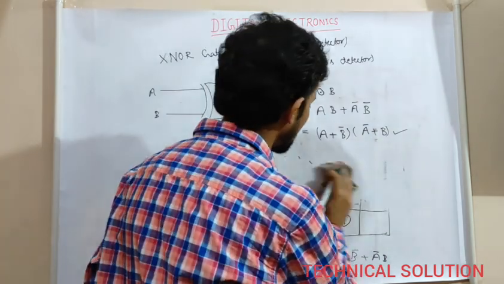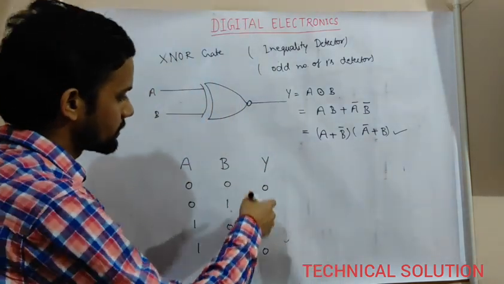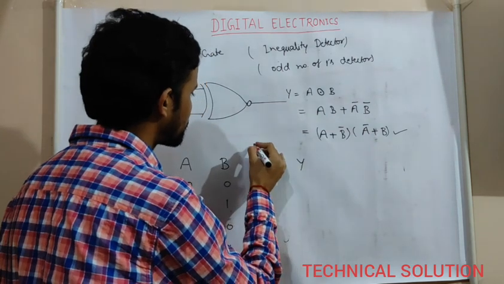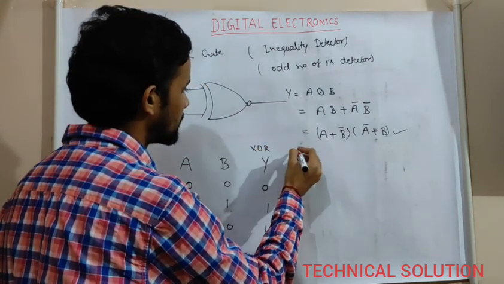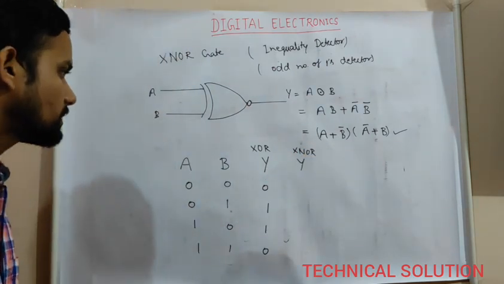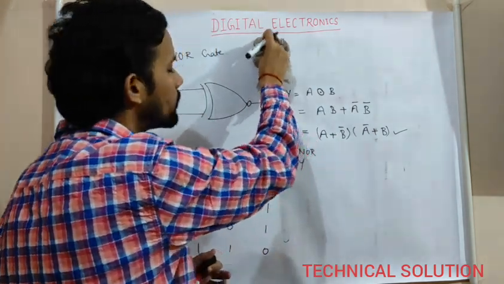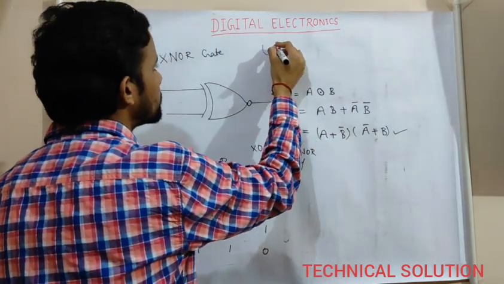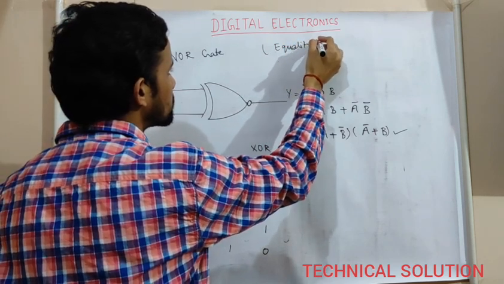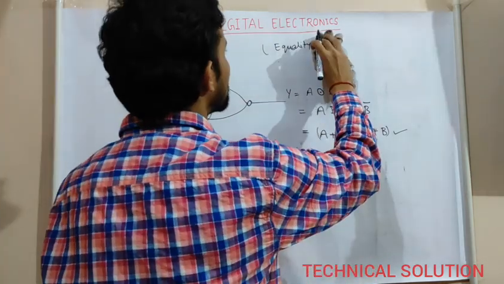And the output of the truth table is the inversion of XOR gate, that is, this is for XOR and this is for XNOR. This is also known as equality detector.